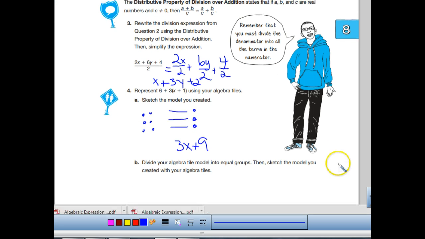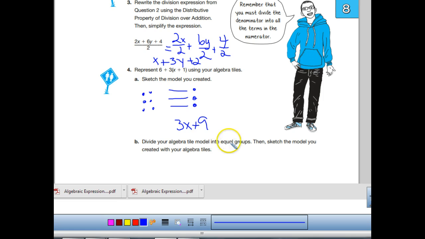So what does it want me to do? It wants me to divide my algebra tile model into equal groups, then sketch the model you created with your algebra tiles. All right, so let's think about this. I have 3 x's and 9 of my yellows. So hopefully you agree that I'm going to make how many groups? How many groups do you think I can make? Think about factors. I can make 3 groups, and those 3 groups are going to contain what? It's going to contain an x plus 3, right? So that's the model that I came up with.